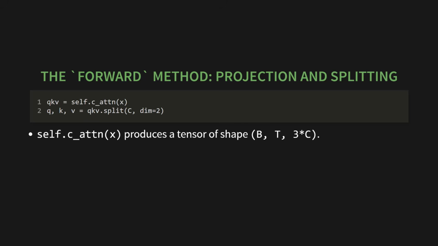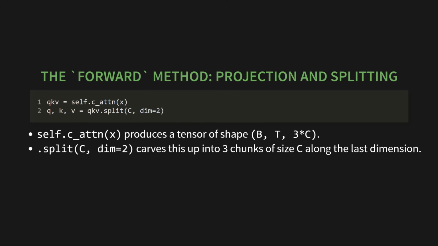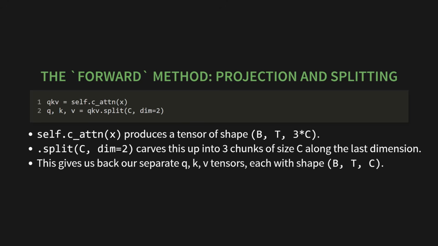This produces a big tensor of shape B, T, 3 times C. Then we do something clever. QKV equals QKV.split with C along dimension 2. This carves that big tensor up into 3 chunks of size C. This gives us back our separate Q, K, and V tensors, each with the shape B, T, C.